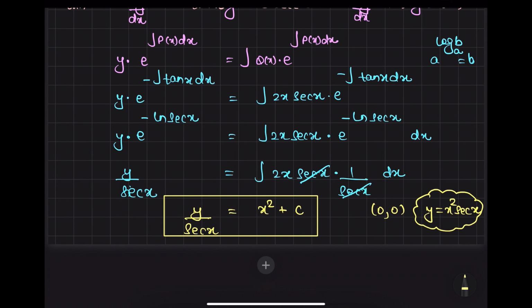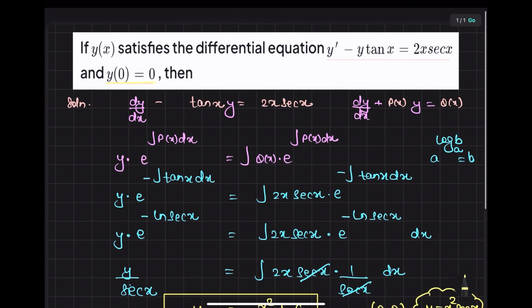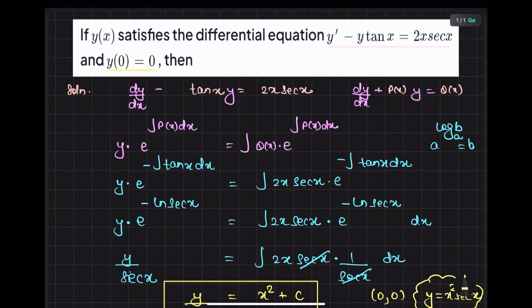Now they can ask you anything based on the given function f of x equals x square sec x. I hope the idea is clear and you guys can handle similar situations.